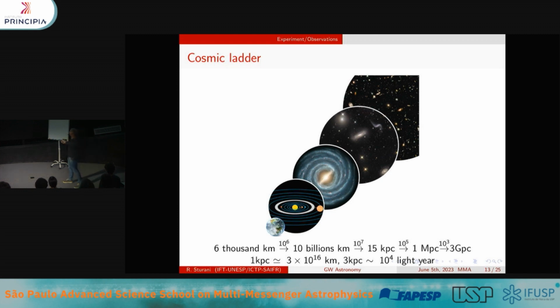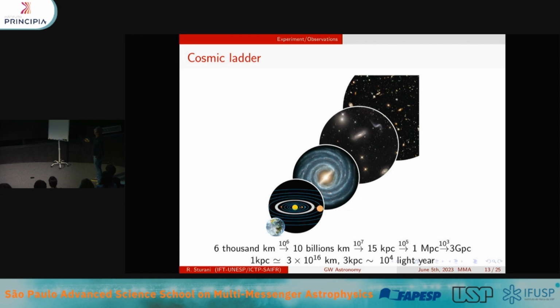So you start talking about parsec. You make a jump of 10 million and you get to 15 kiloparsec, which is roughly the size of the visible part of our galaxy. The Milky Way has a size of 15 kiloparsec. Then we know that the size of the galaxy is actually a bit bigger because there is a halo of dark matter, which can reach of order 100-ish kiloparsec.